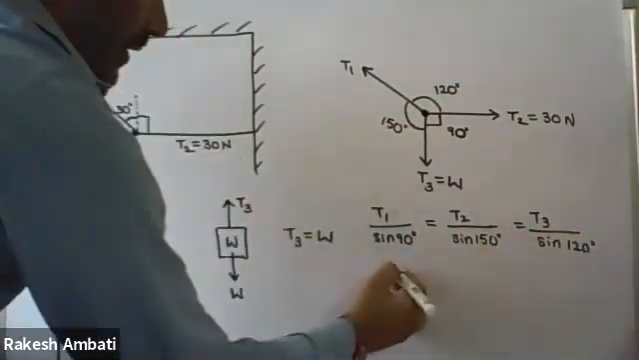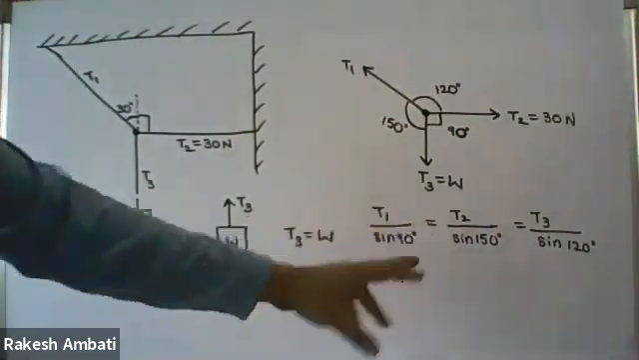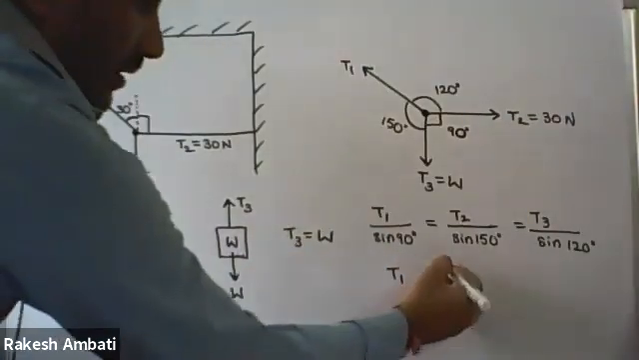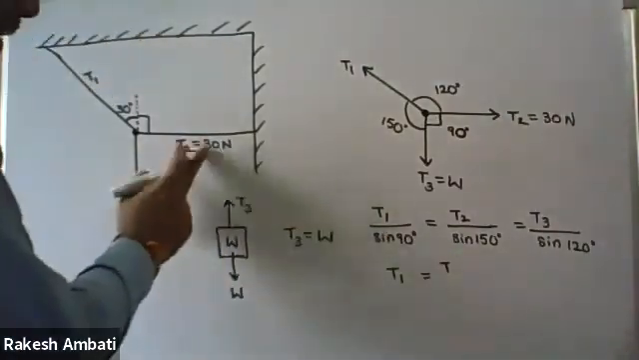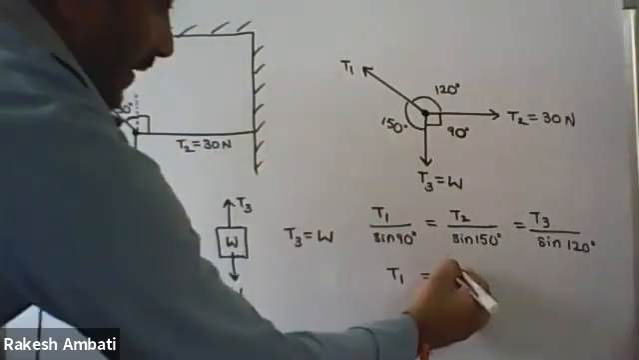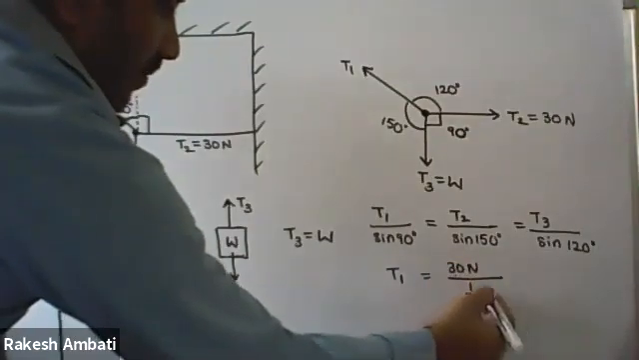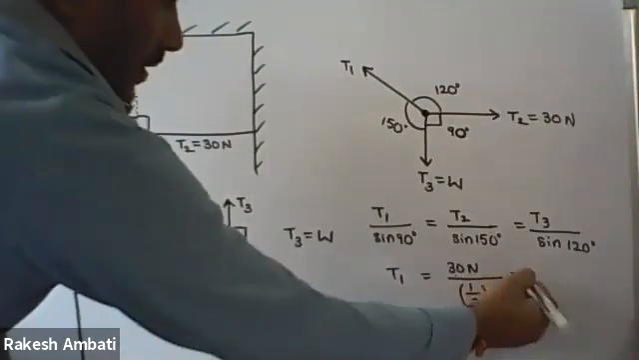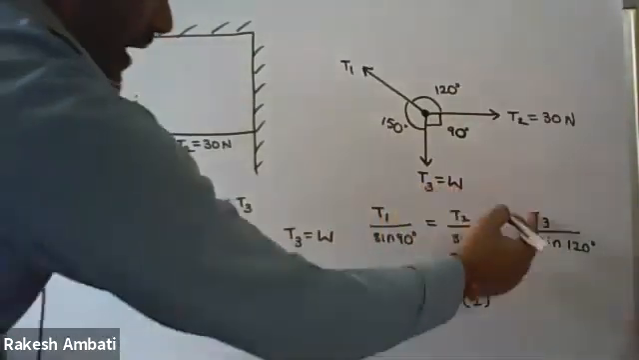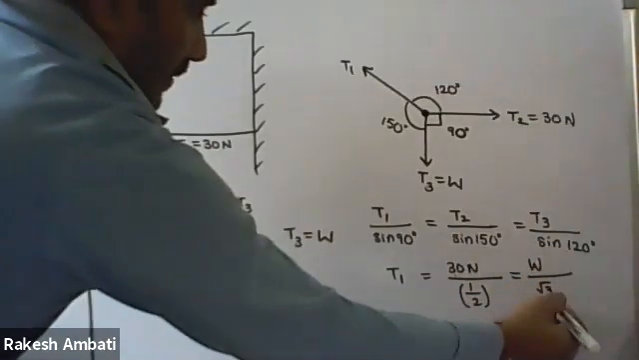That implies T1. So we have sine 90 equal to 1. So T1 upon 1, simply T1. So T1 upon 1 is T1 equal to T2. And T2 already we have given 13 newtons. So T2 value already we have given 13 newtons upon sine 150 degrees is 1 by 2, equal to T3, already we have W. So T3 value already we have W upon sine 120 degrees, root 3 by 2.